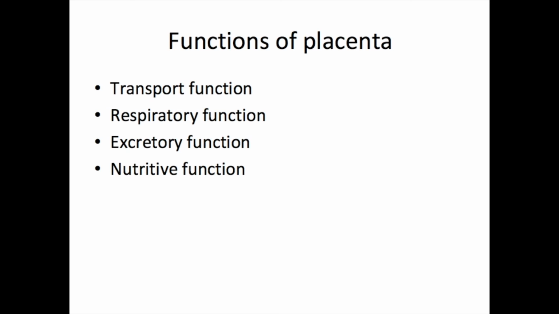Okay, now we move on to the placental functions, which include the transport function, the respiratory and excretory function, and also the nutritive function. The placental membranes actively control the transfer of a wide range of substances by five major mechanisms, including simple diffusion, facilitated transport, active transport, and pinocytosis. And then there is a bulk flow of water and some solutes, which results from hydrostatic and osmotic pressures.